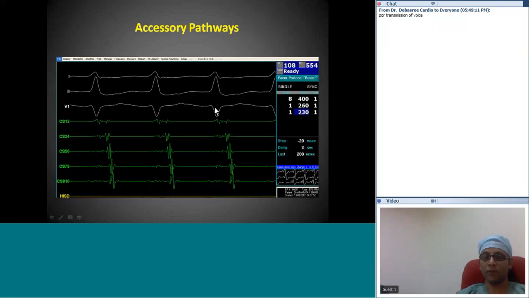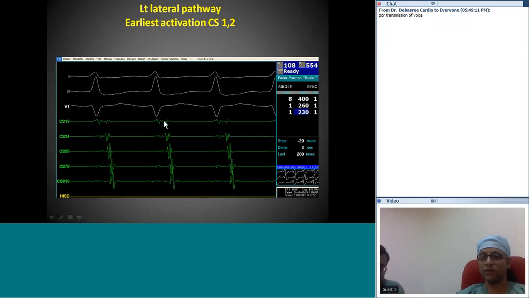Now, if this is a typical tachycardia here, which is a left lateral pathway, you can see the tachycardia B, and look where the earliest A is. It is in CS 1-2. CS 9-10 is the last. CS 1-2 is the earliest. So the only way it could have reached 1-2 earliest is through a left free wall pathway. So here it is very clear that it is the left free wall pathway.